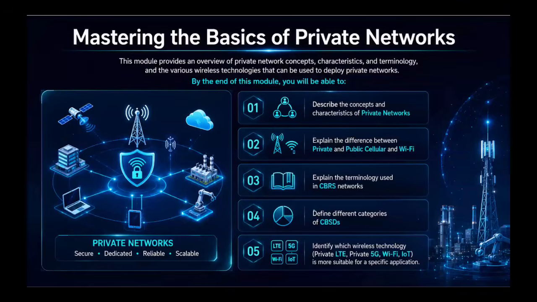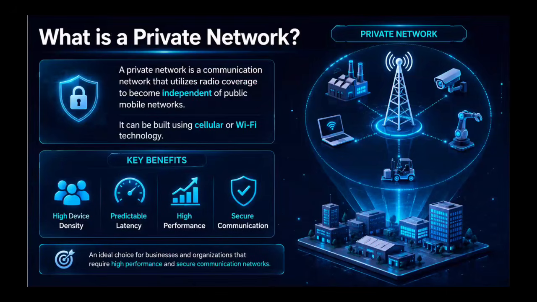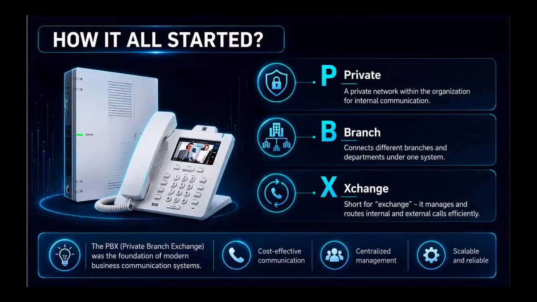After that, we have seen what private networks are and what the four important benefits are. We checked that they provide high device density, low latency, high performance, and secure communication. Private networks basically provide a dedicated network to a particular factory or enterprise, right? Dedicated coverage. And we have seen the history of private networks, that it is not new.